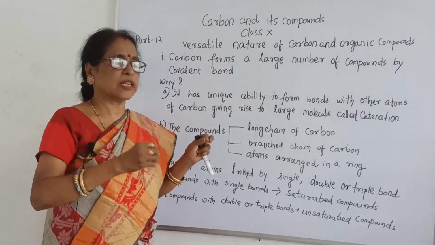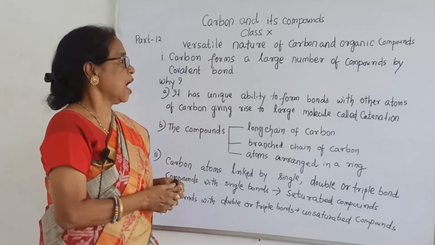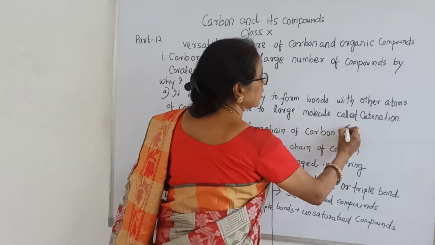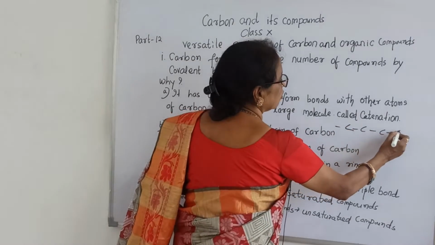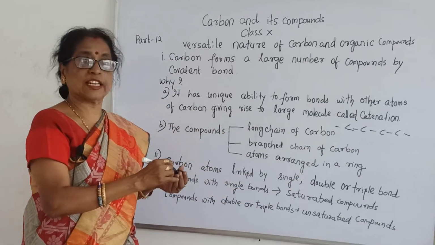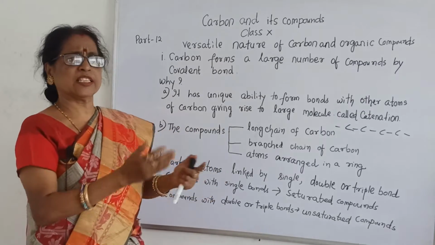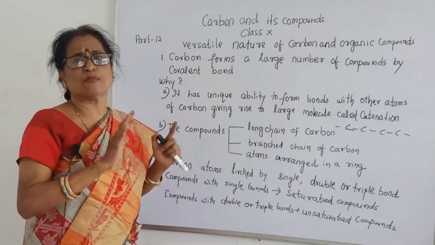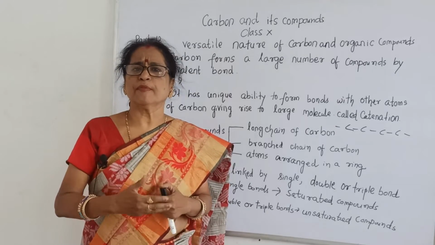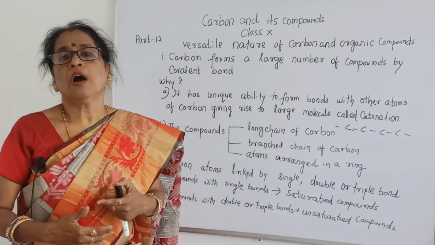Carbon has this unique ability to form a large number of molecules, joining one carbon with another. That is called the catenation property. Due to the catenation property, long chain, branch chain, and ring compounds are formed. And if the bond is single, it is called saturated; if double or triple, it is called an unsaturated compound. Then we will proceed to the next topic.